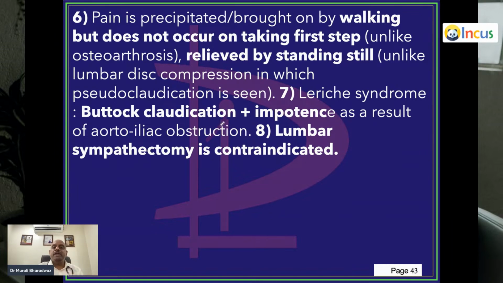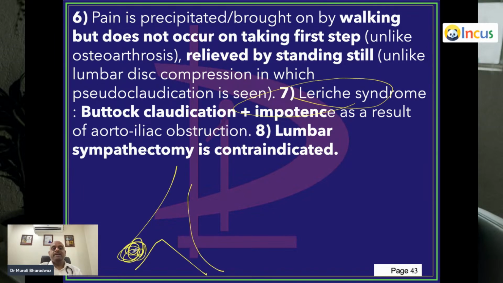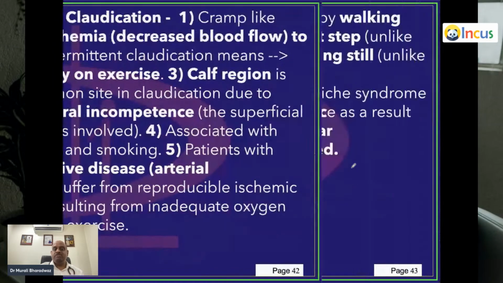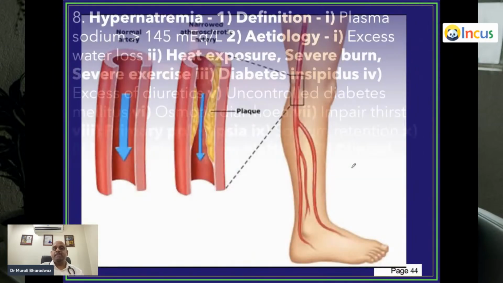Then what is meant by Leriche's syndrome? Whenever the aortoiliac occlusion is there, then there is a claudication in the gluteal area along with impotence, which is called Leriche's syndrome. And lumbar sympathectomy is contraindicated in case of Leriche's syndrome, is what you need to remember whenever there is any vascular claudication.